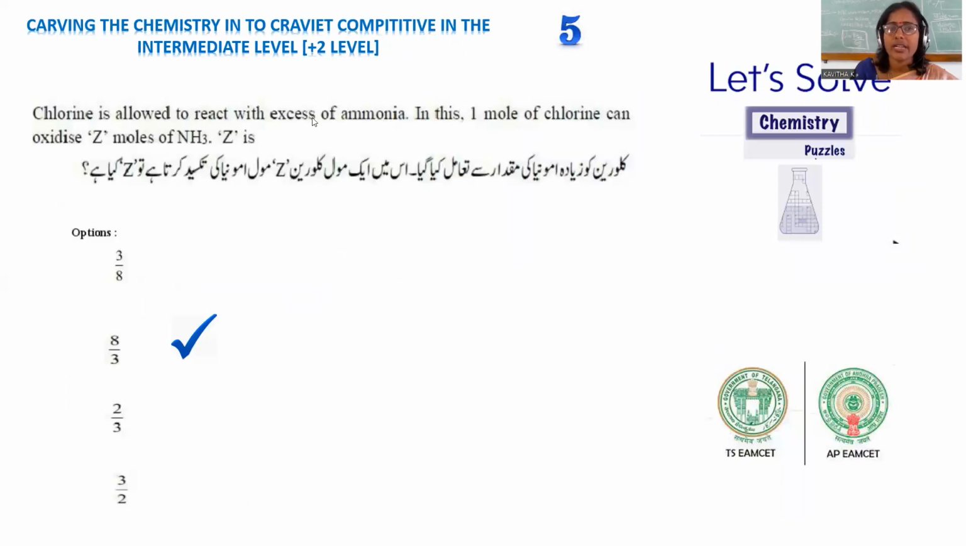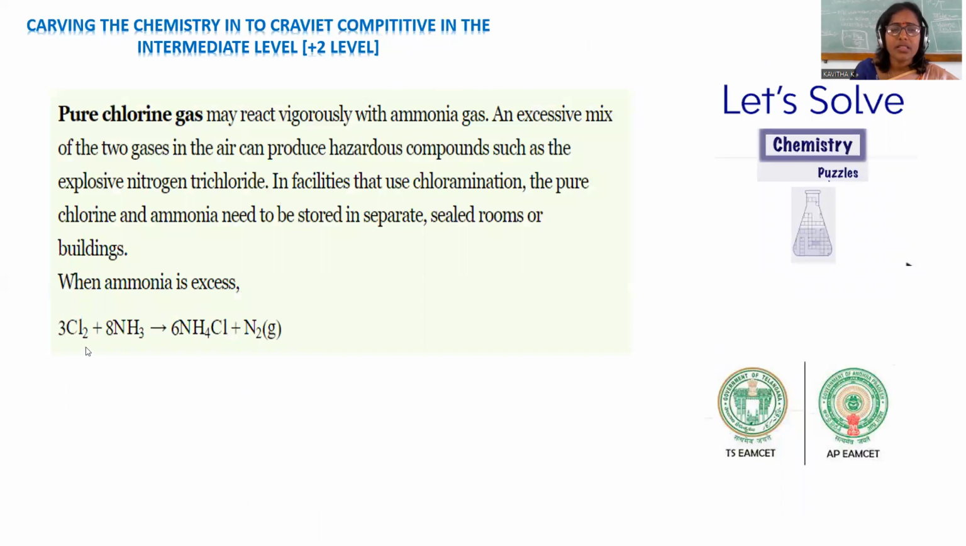Chlorine is allowed to react with excess ammonia. In this, 1 mole of chlorine can oxidize Z moles of ammonia. What will be Z here? For that, the reaction is given: 3 moles of chlorine upon reaction with 8 moles of ammonia forms 6 moles of ammonium chloride, right? Along with this, another byproduct is nitrogen gas, right?